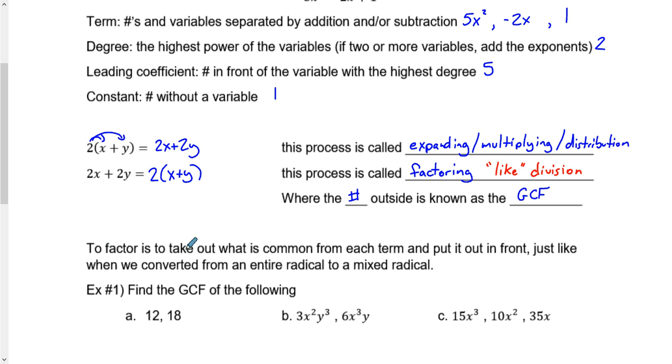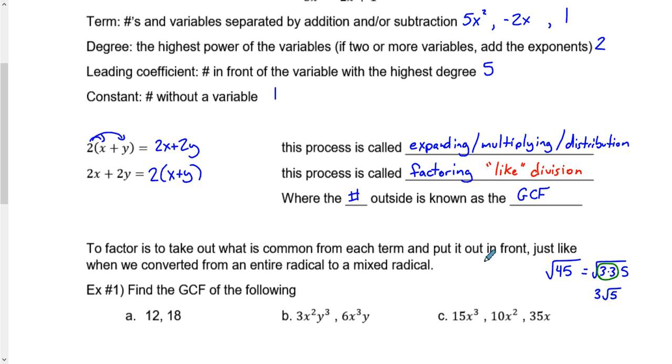Now, to factor is to take out what is common from each term and put it out in front, just like when we converted from an entire radical to a mixed radical. What I'm talking about is when we have the square root of 45, well, that's the square root of 3 times 3 times 5. To go from an entire radical to a mixed radical, we look for that group of 2. And we have 3 root 5. In all practical sake, it is a form of factoring, what we just did here.